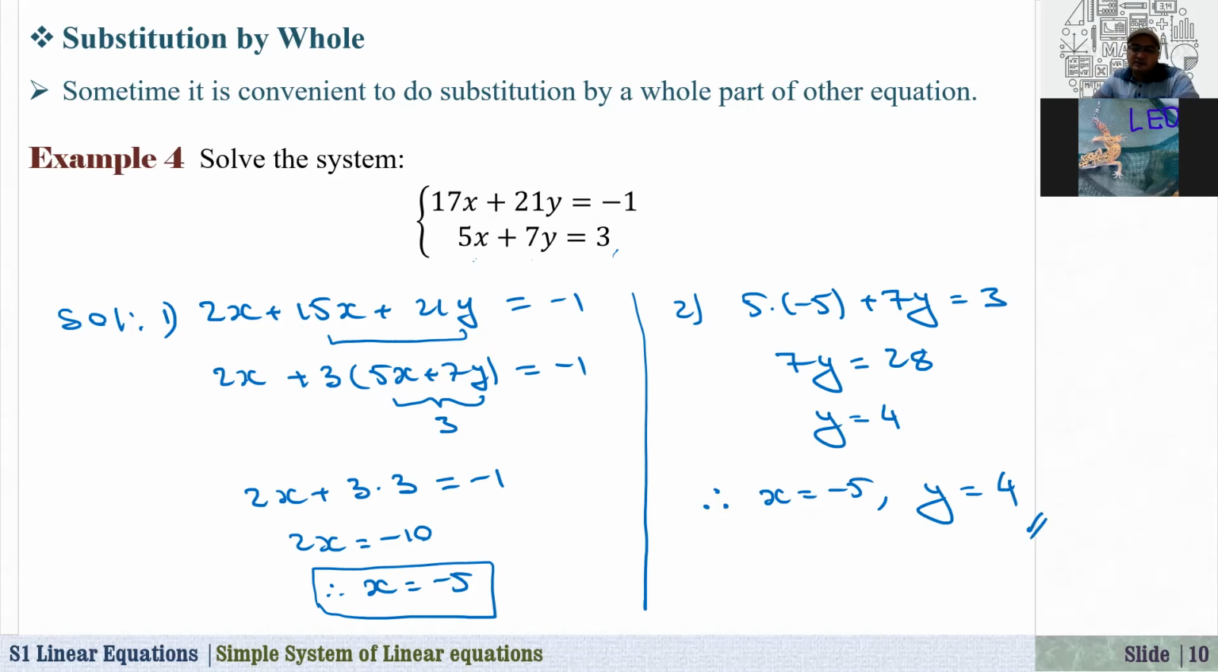It's also just another idea. Sometimes if you can see the whole equation, maybe the second equation, we can just use it or substitute into the first equation. It will just speed up our procedure so we can reach the solution much faster.